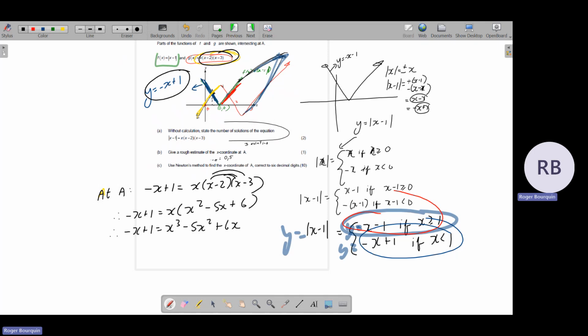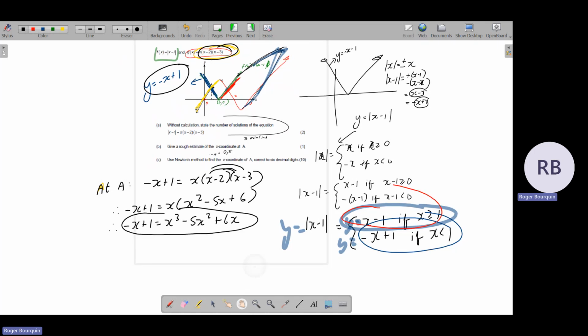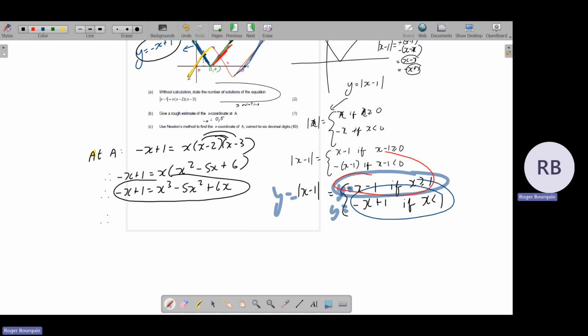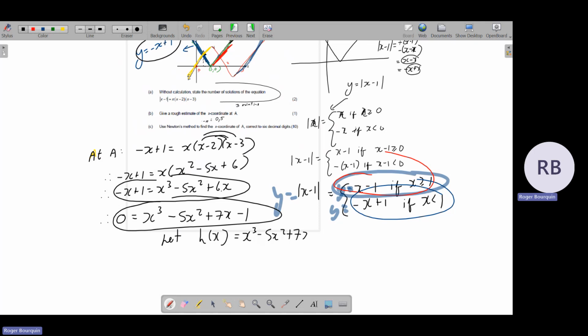Now you've got to find the x-intercept of this thing over here. So you're going to have to get everything to one side, and you're going to say 0 is equal to x cubed minus 5x squared plus 7x minus 1. Now we're going to have to give this new function a name, because I'm going to find the x-intercept of this new function. We've used f and g, so I'm going to let h of x be equal to x cubed minus 5x squared plus 7x minus 1.